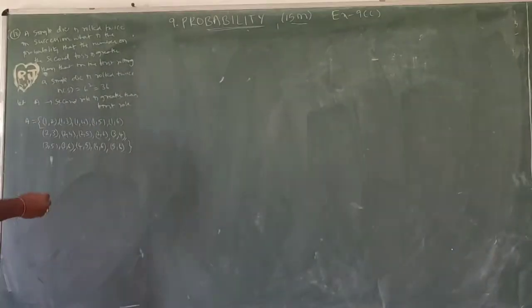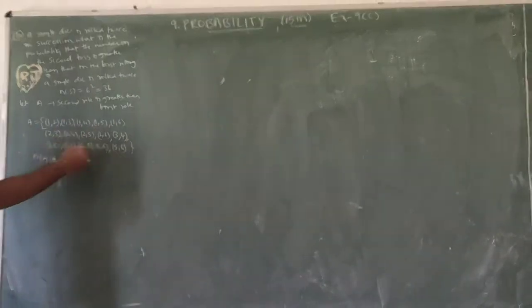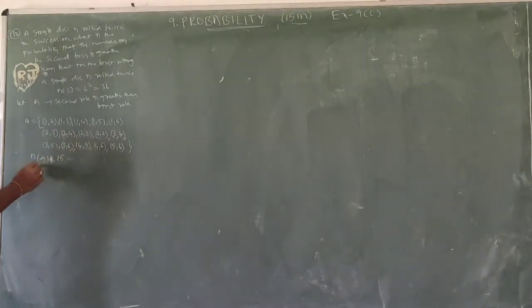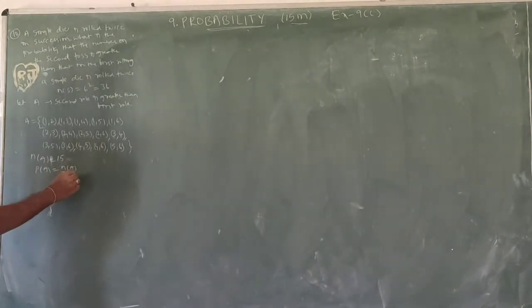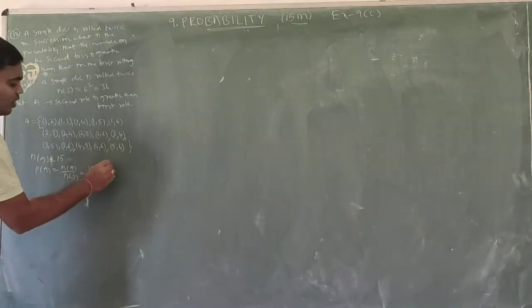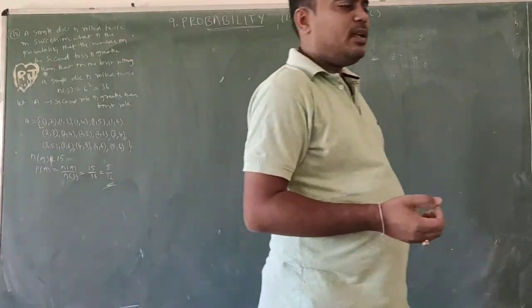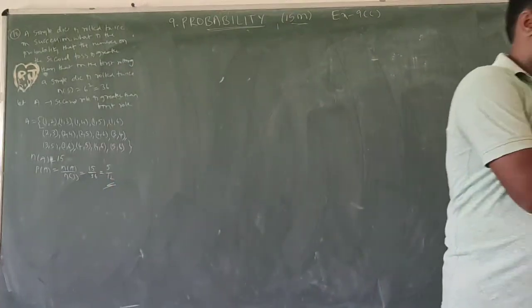How many choices? N of A equal to 5, 10, 15. 15 choices. Probability of A equal to N of A by N of S equal to 15 by 36. Cancel with the 3, 5 by 12. So this is the required probability. Okay, next question.